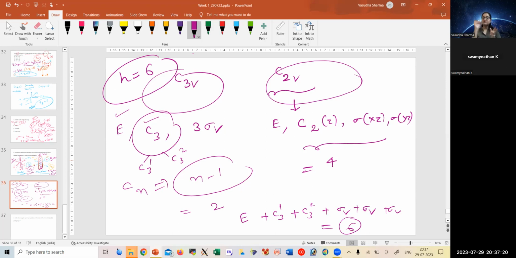This is why the number of symmetry operations becomes very important to calculate the order of your group. So any molecule which is having, just a second.